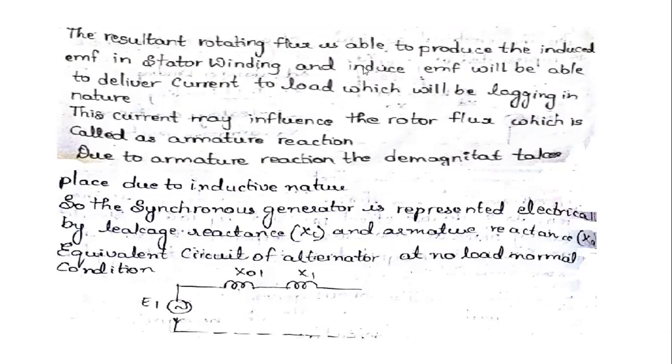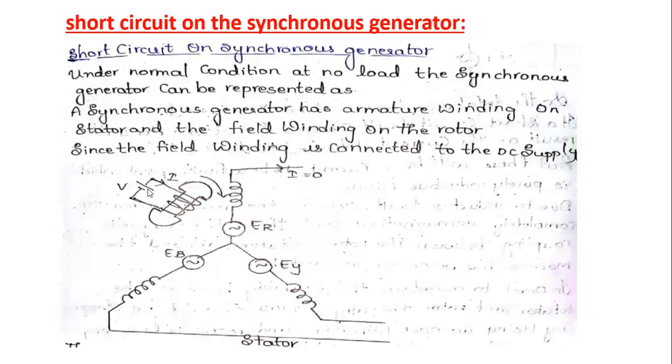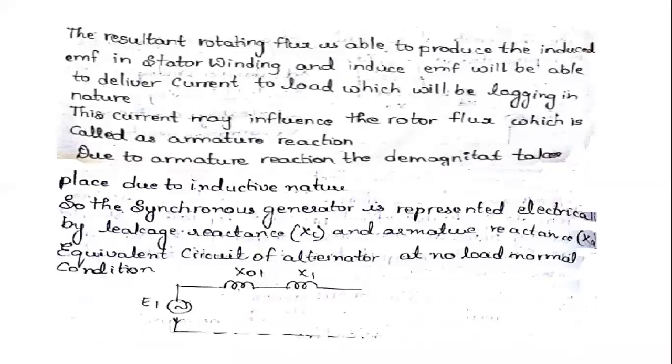Next, the resultant flux is able to produce the induced EMF. If we give the DC supply to this field winding, then due to the resultant flux, an EMF is induced in the stator winding. That induced EMF delivers the current to the load. This current is lagging in nature.